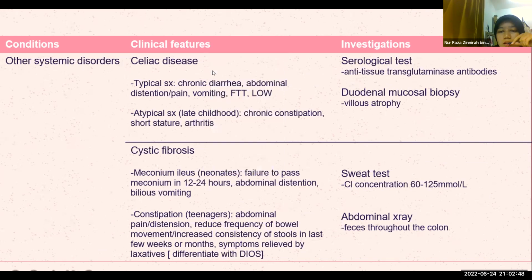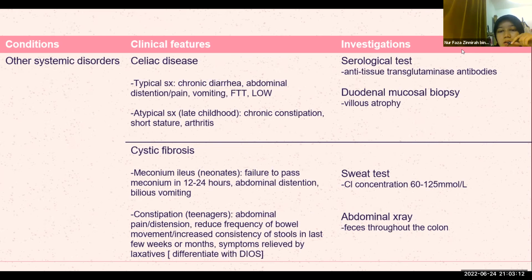And then in cystic fibrosis, the neonates can present with meconium ileus, which is when there is complete obstruction by the accumulation of meconium. Therefore, the neonates can have failure to pass meconium in 12 to 24 hours, abdominal distension, and also bilious vomiting. So we can order the sweat test, where there will be a high chloride concentration.